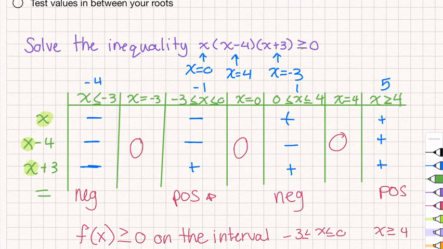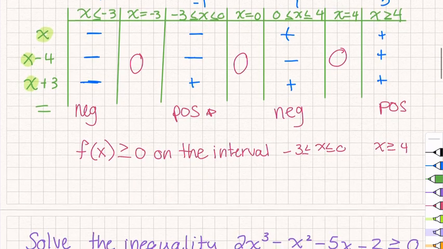Okay, so we have our final statement. f of x is greater than or equal to 0 on the interval when x is in between negative 3 and 0, and x is greater than or equal to 4.